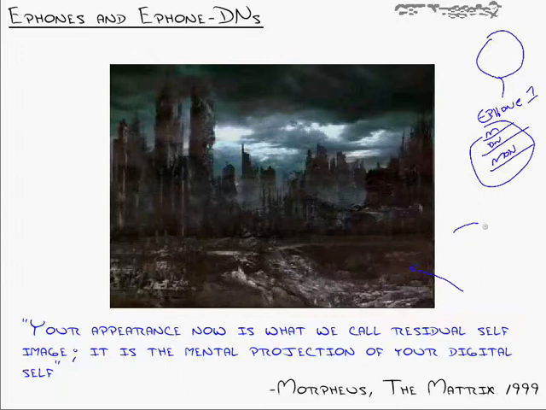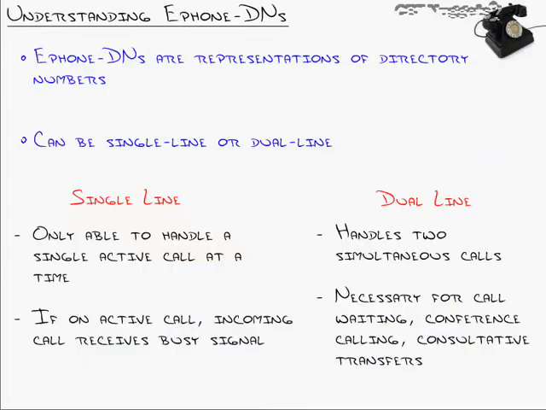Now when the actual phone comes in, this isn't the phone, this is the digital representation of the phone. When the phone comes in and registers with the router, it goes, aha, based on your MAC address, I see that you are ePhone 1. This is who you are. This is your configuration. So now let's take a look at the ePhone and ePHONE-DNs individually. We'll start off with the ePHONE-DNs.